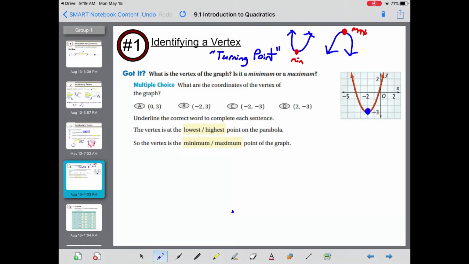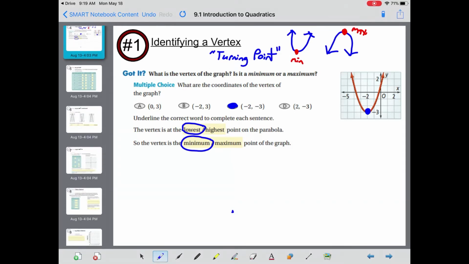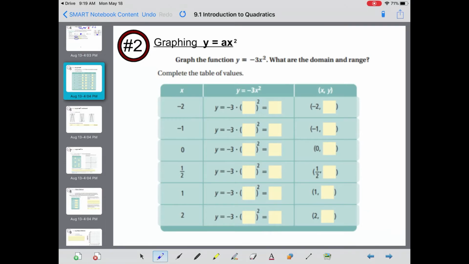So the coordinates of this vertex in the graph on the right-hand side is right here. And that's at the point -2, -3, so choice C. The vertex is at the lowest portion of that graph, so we call it a minimum, because there's no part of the red line that is below the blue point. All right, so identifying a vertex, very easy. Just look for that corner where it changes directions.